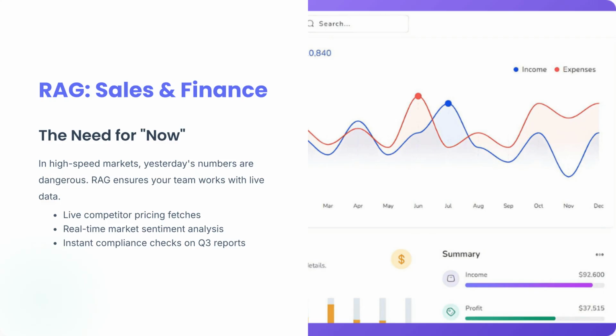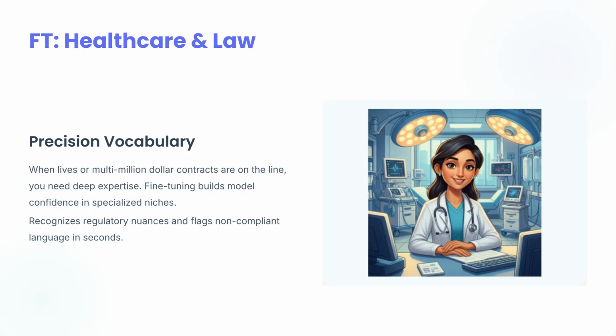RAG is perfect for sales and finance, where up-to-the-minute data is essential. It supports live competitor pricing, real-time market sentiment analysis, and instant compliance checks on reports. Fine-tuning excels in fields like healthcare and law, where precision vocabulary is vital. It builds deep expertise, helping the model recognize regulatory nuances and flag non-compliant language quickly.